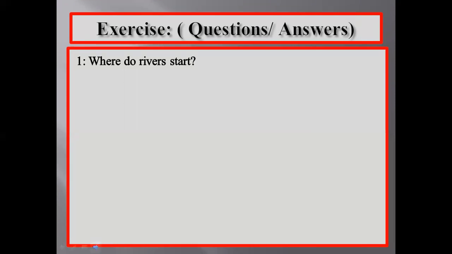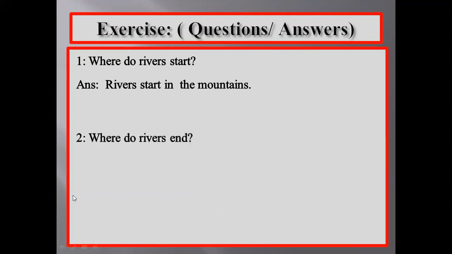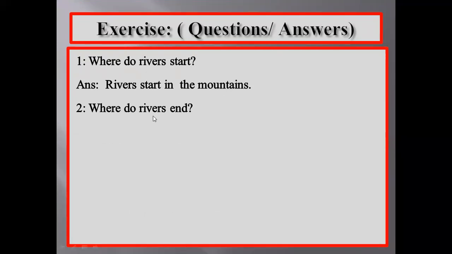Exercise question answers. Number 1, where do rivers start? Answer: rivers start in the mountains. Question number 2, where do rivers end? Answer: rivers flow down into lakes and sea.